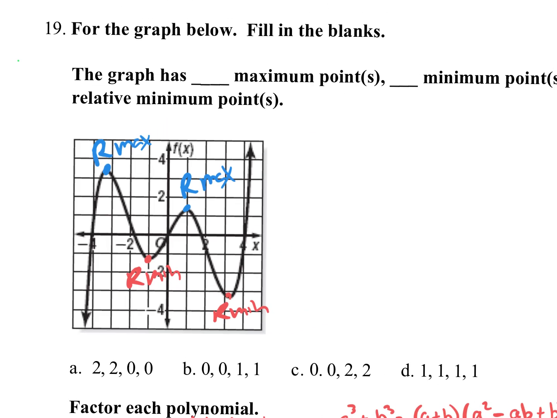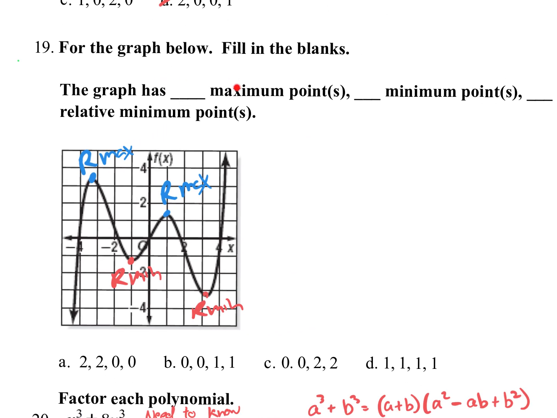So the graph has how many absolute maximum values? 0. How many absolute minimum? 0. Okay, so you have a 0, 0. You already know it's this answer, option B. Wait a minute. C. Yeah, C. My bad. Because it does have 2 relative max and 2 relative mins. So option C. Let's move on.